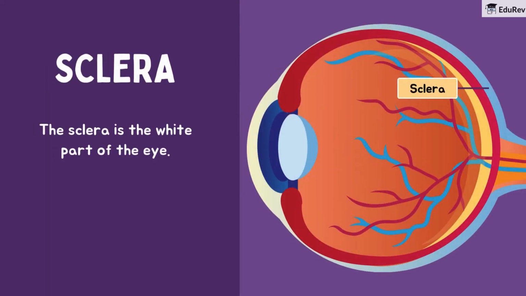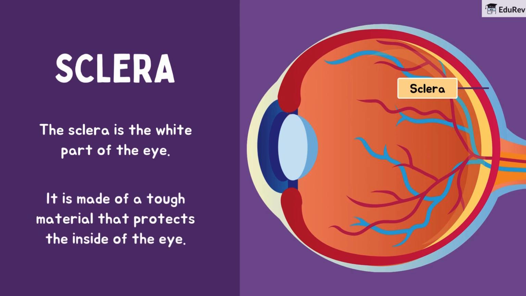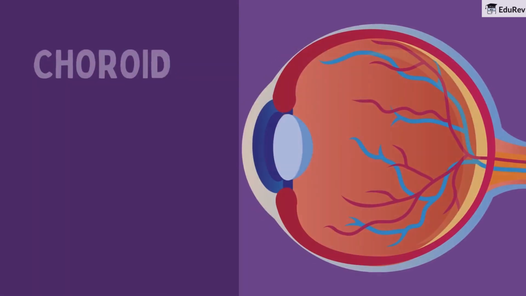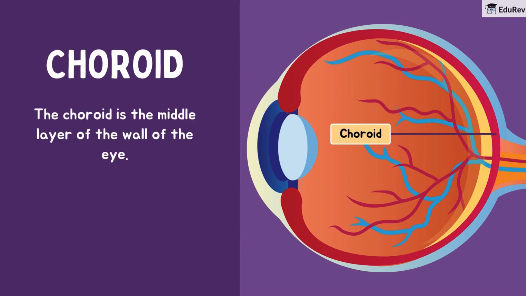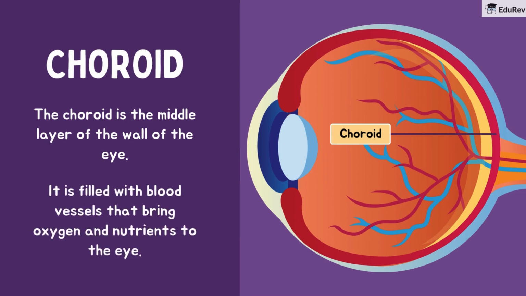Sclera. The sclera is the white part of the eye. It is made of a tough material that protects the inside of the eye. Choroid. The choroid is the middle layer of the wall of the eye. It is filled with blood vessels that bring oxygen and nutrients to the eye.